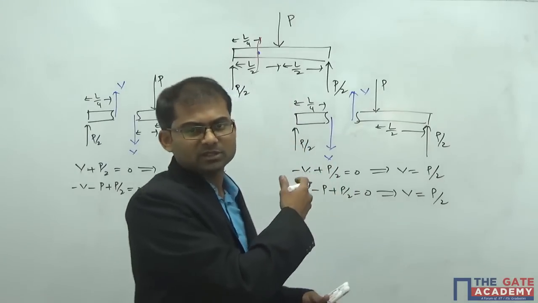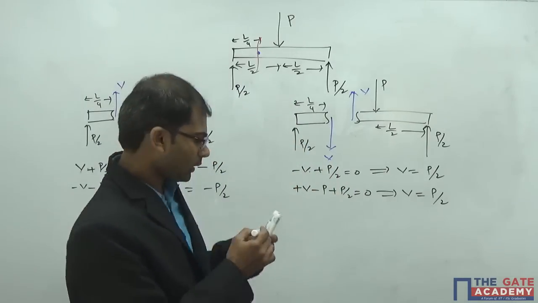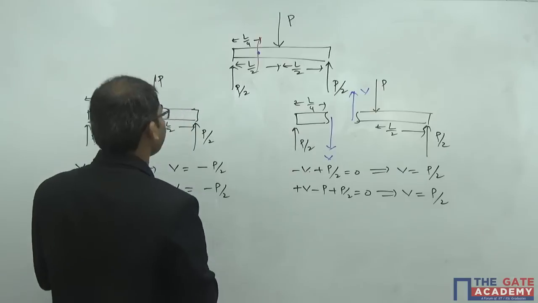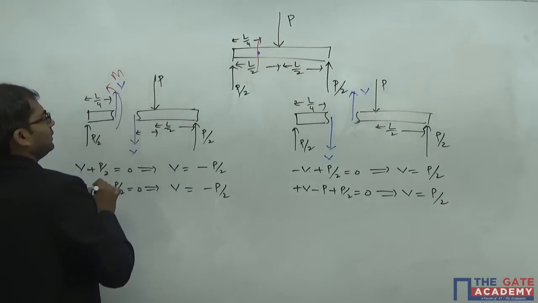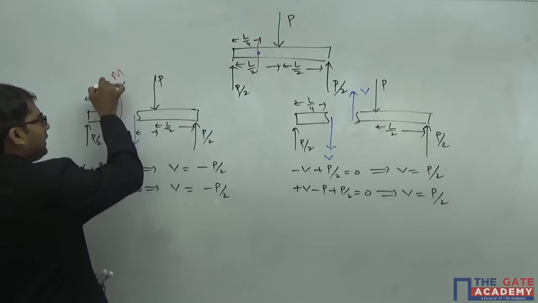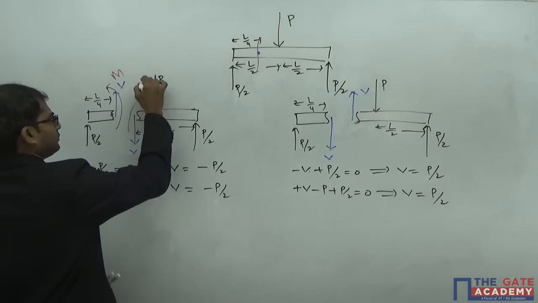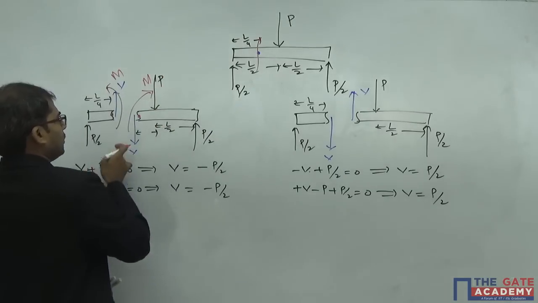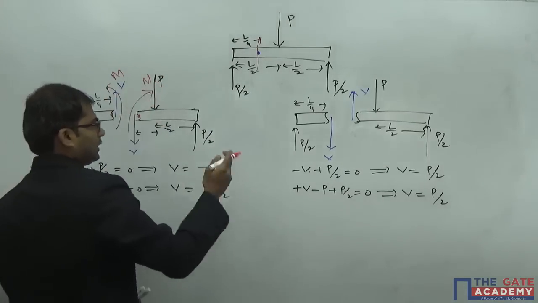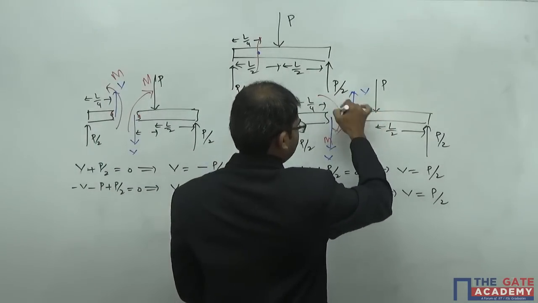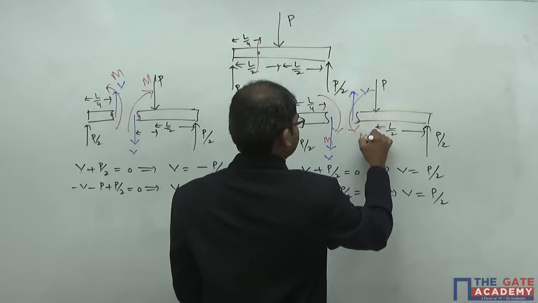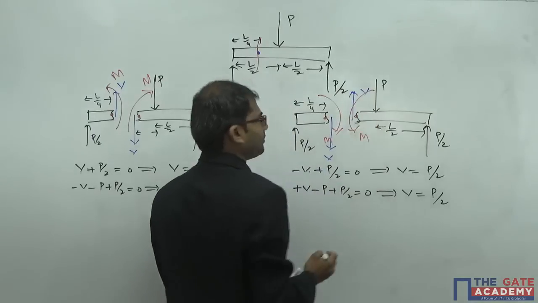In the same way, let me show you for moment also. If I am interested in finding out the bending moment at this particular point here, I can take M about this point. If it is anti-clockwise here, it should be clockwise there. So anti-clockwise, clockwise, here clockwise, clockwise here and anti-clockwise here, M. So I have to evaluate the value of M here.